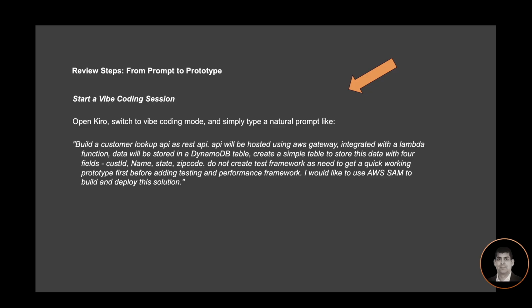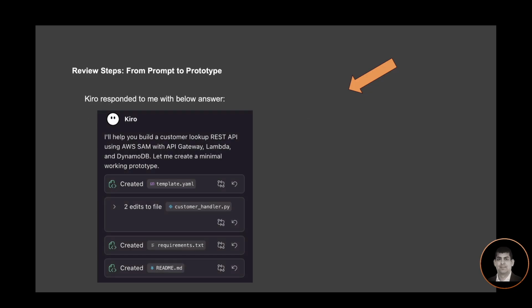Prompt engineering, as you all know, is an essential part of working with Gen AI. So if your prompt is clear, then you will get the more expected output from the Gen AI solution. So that's what I'm trying to do with this prompt. Now, with the help of this prompt, Kiro responded to me with the below answer. So this is basically from a Kiro IDE, right?